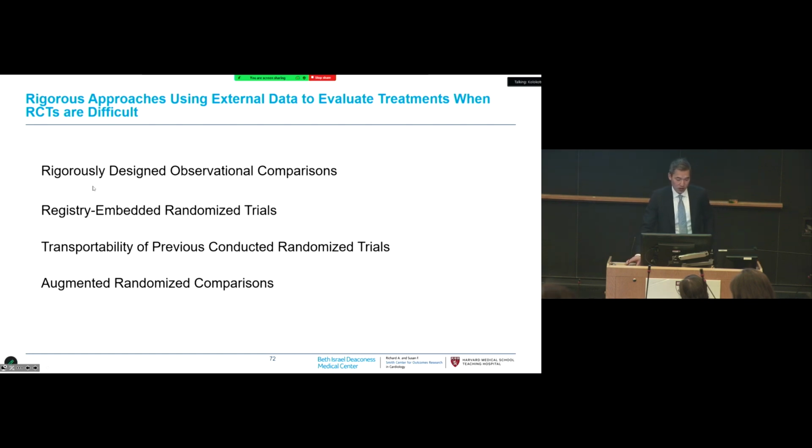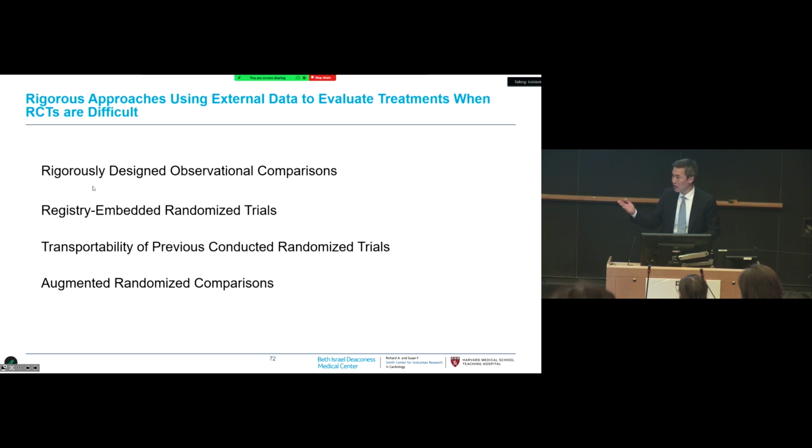So what are the rigorous approaches that might use external data to evaluate treatments when RCTs are difficult? We've talked today about rigorously designed observational comparisons. Certainly the work that Dan is doing, and we're contributing to that, is a rigorously designed, prospectively designed observational comparison that I think overcomes some of the limitations that Sonia talked about in the beginning, which is data collection in a uniform strategy, having pre-specified protocols, taking away all of the non-randomization parts that are challenging for observational comparisons.